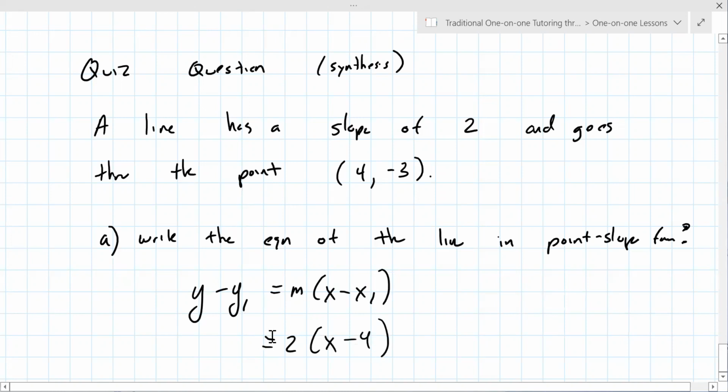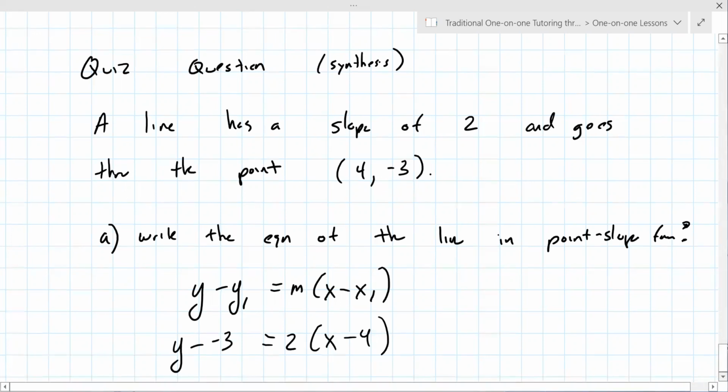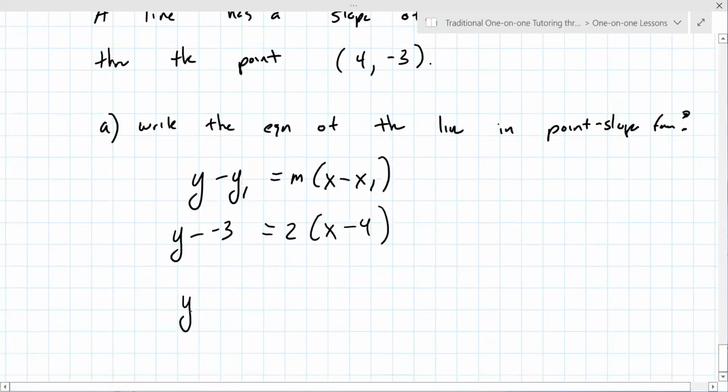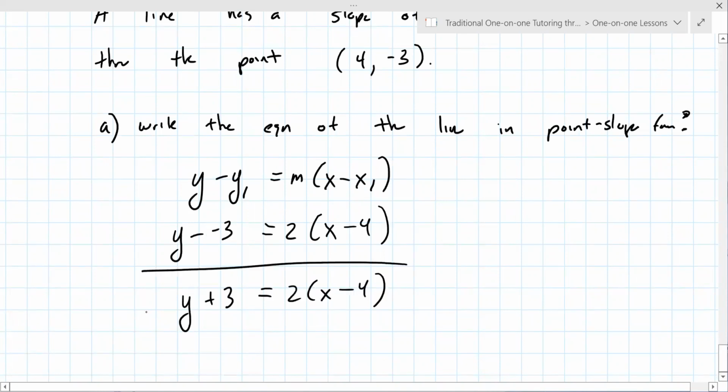And then what is y1? y1 is -3. So it's y minus a -3. Now, this is your final answer for part A, right here. Correct. Yes, this is it. You said something about a 7. I heard a 7.